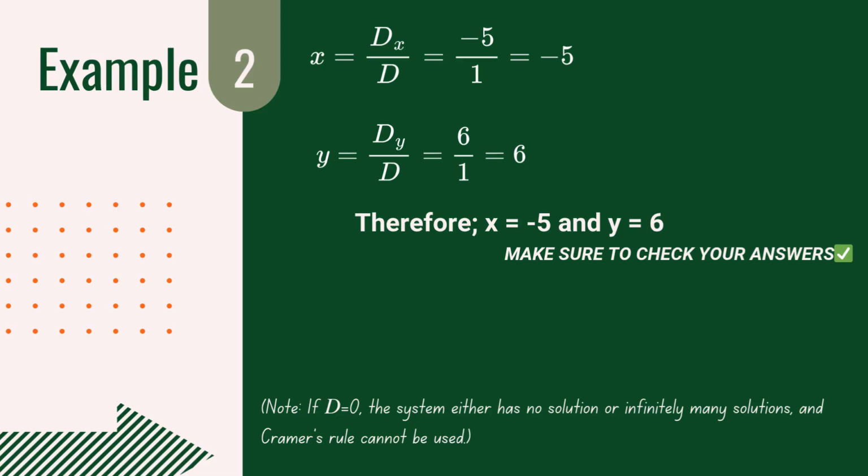You know how to check if your answers are correct. I want you to note this important point. Whenever you look for your main determinant and your determinant gives you 0, it means Cramer's rule cannot be used because either this equation has no solution or it has multiple solutions.